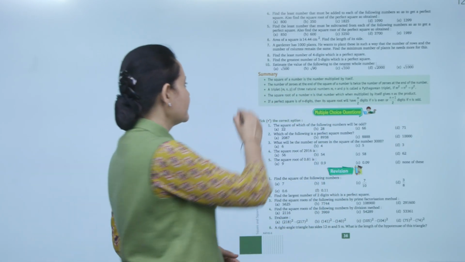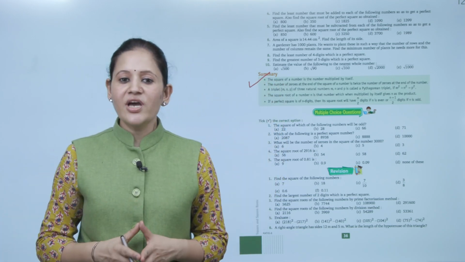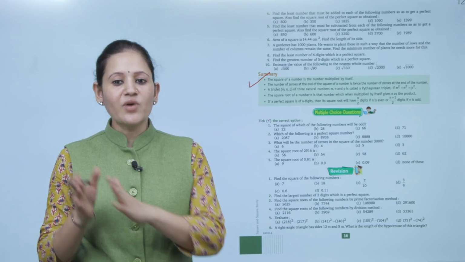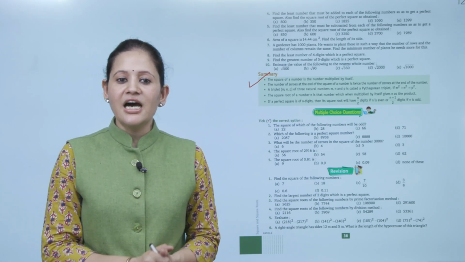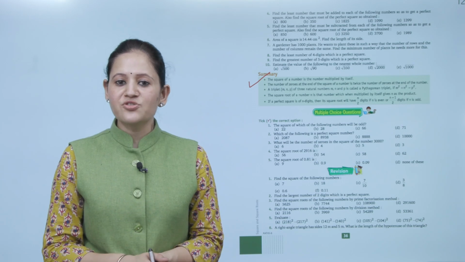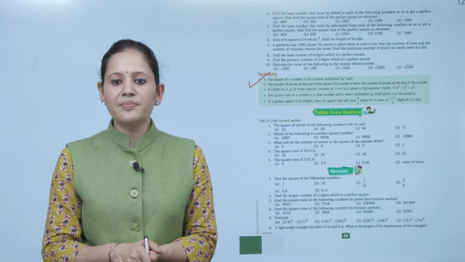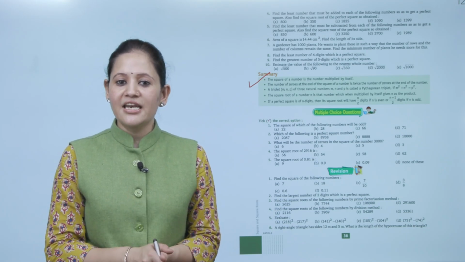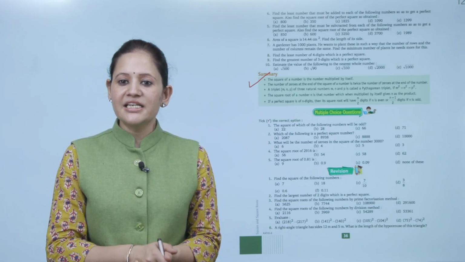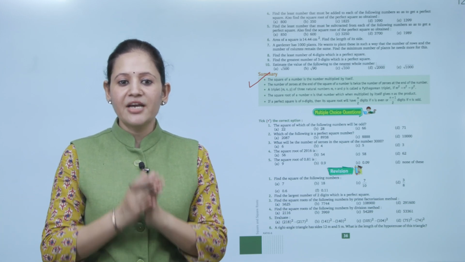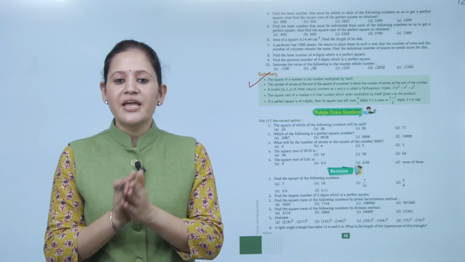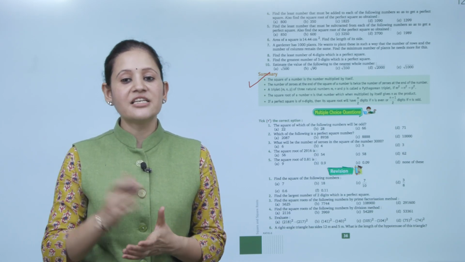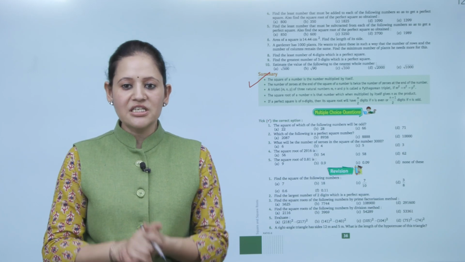Next is summary. The square of a number is the number multiplied by itself. The number of zeros at the end of the square number is twice the number of zeros at the end of the number. A triplet m, n and p of three natural numbers is called a Pythagorean triplet if m square plus n square is equal to p square. The square root of the number n is that number which, when multiplied by itself, gives n as a product. If the perfect square has n digits, then its square root will have n upon 2 digits if n is even, or n plus 1 upon 2 digits if n is odd.